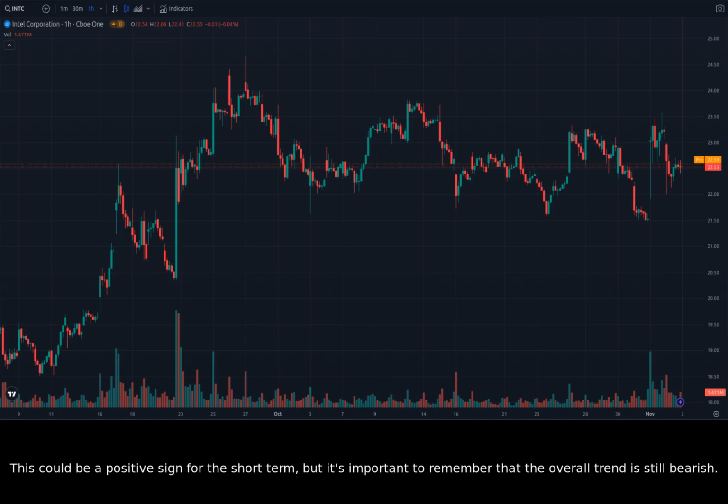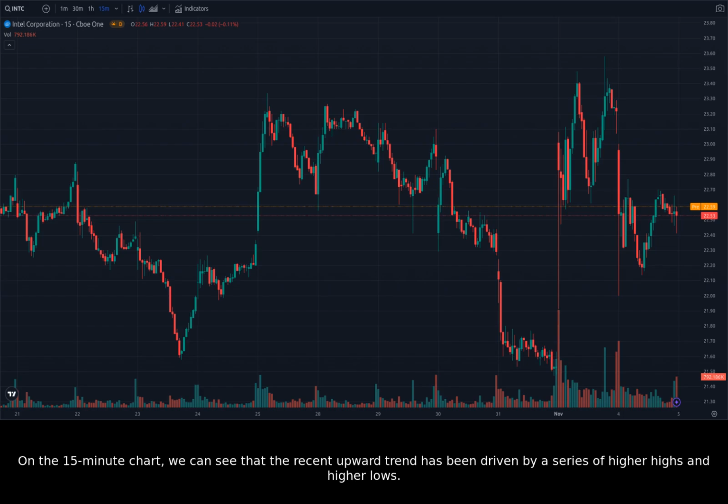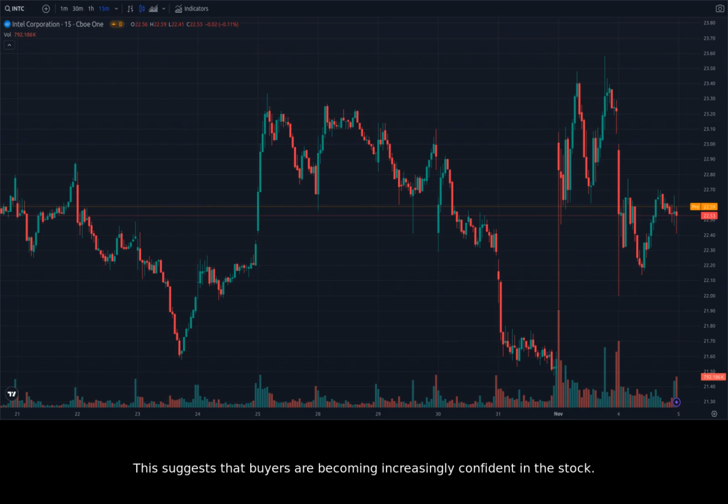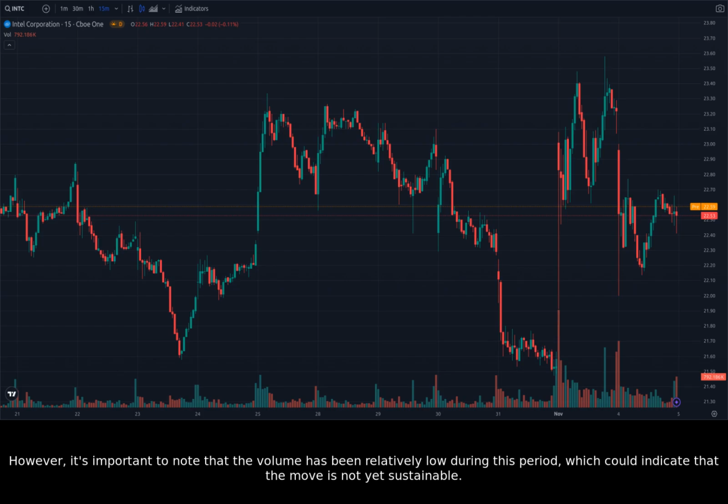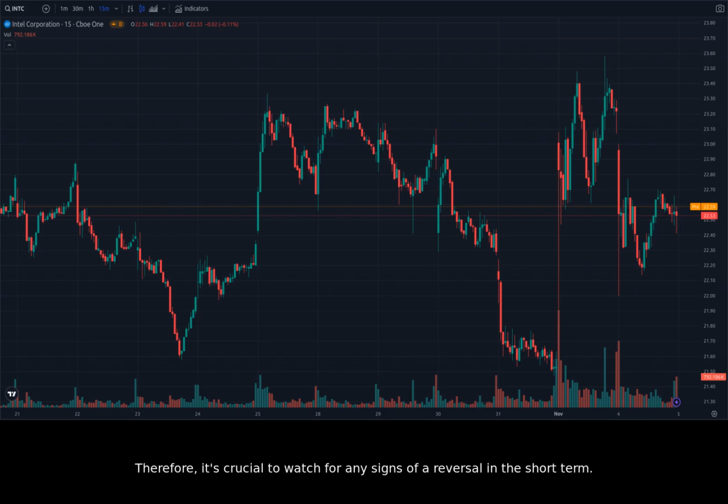This could be a positive sign for the short term, but it's important to remember that the overall trend is still bearish. On the 15-minute chart, we can see that the recent upward trend has been driven by a series of higher highs and higher lows. This suggests that buyers are becoming increasingly confident in the stock. However, it's important to note that the volume has been relatively low during this period, which could indicate that the move is not yet sustainable. Therefore, it's crucial to watch for any signs of a reversal in the short term.